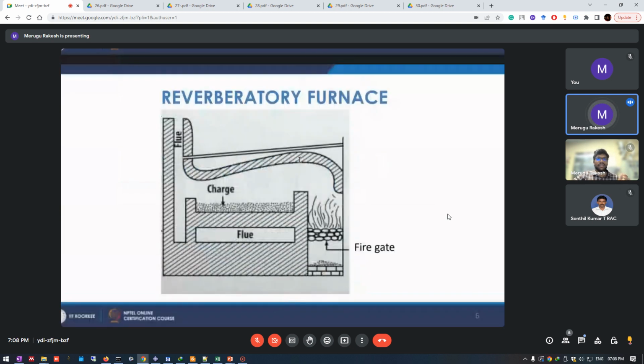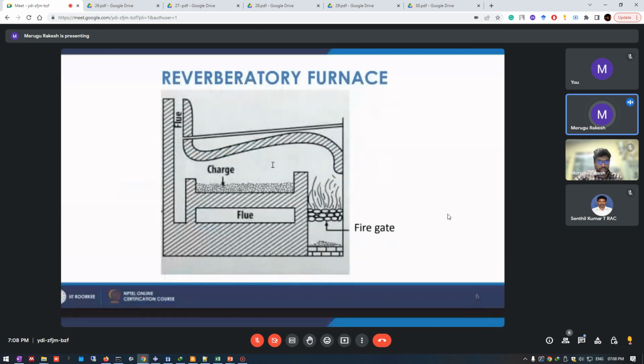Then comes the reverberatory furnace. This is the charge that we want to heat, and these are the flue escapes. We have a gate here in which we directly put the coal and burn it. We burn it so much that the flue gases reach very high temperature. Those flue gases heat the charge itself by conduction and radiation, and then they escape. So that is what the reverberatory furnace is.